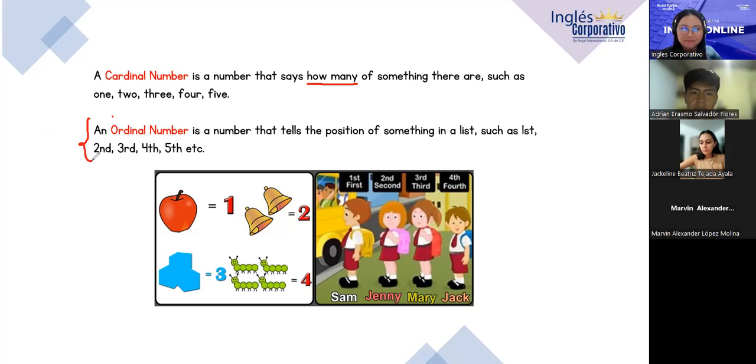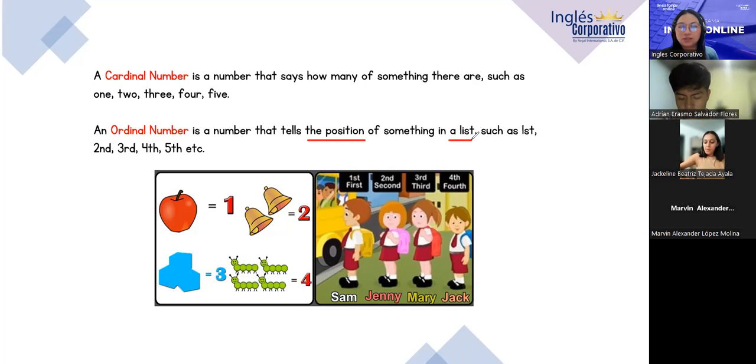Yes, go ahead, Marvin. I want to read, teacher. Okay. Yes, I can hear you. Ordinal number, a number that tells the order. First. Second. Okay, probably you were having issues with your internet connection, but don't worry. An ordinal number is a number that tells, look, it's not a quantity, it's the position of something, most of the time in a list, such as first, second, third, fourth, fifth.